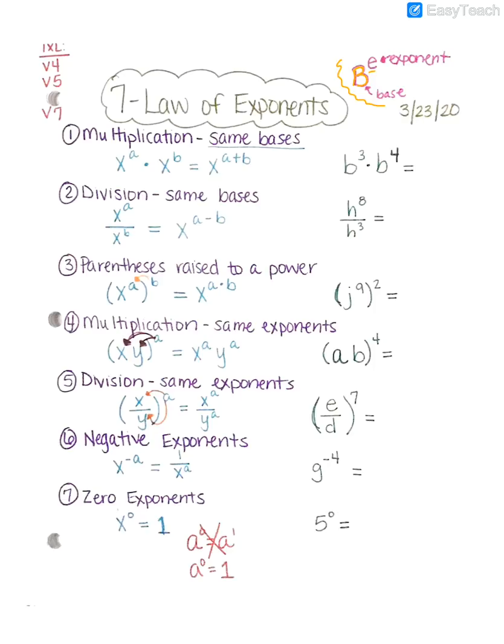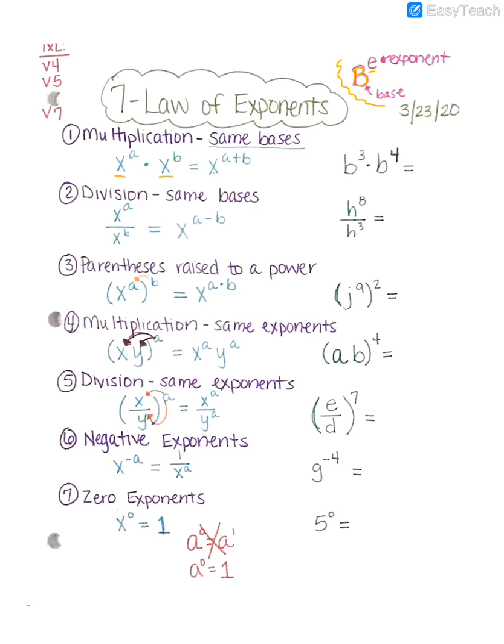And as you can see, we have 7 here. We're going to start off with the first one, which is multiplication of exponents. When we are multiplying, they have to have the same base. You're going to add the exponents only if the bases are the same. So if the bases are the same, we add the exponents. We keep the base, which is x, and then add a plus b.